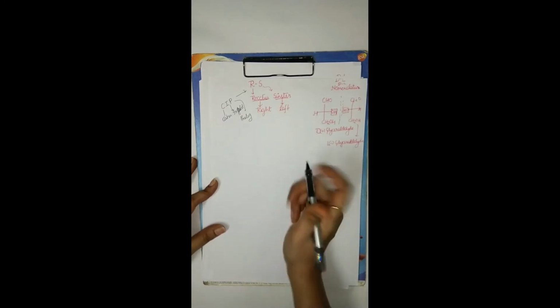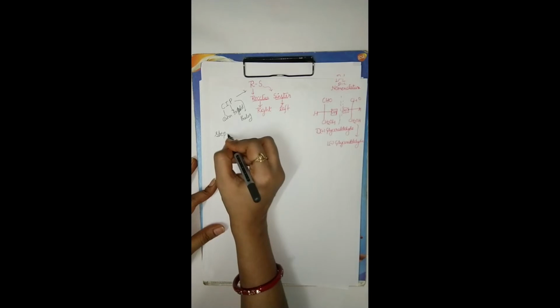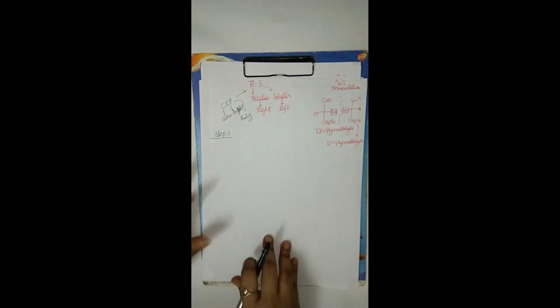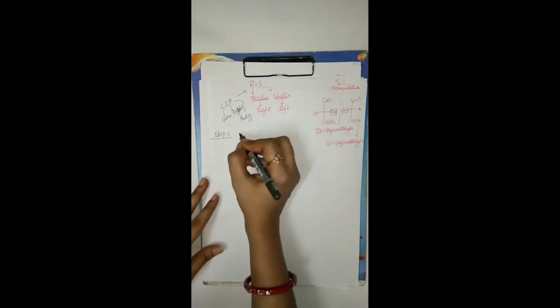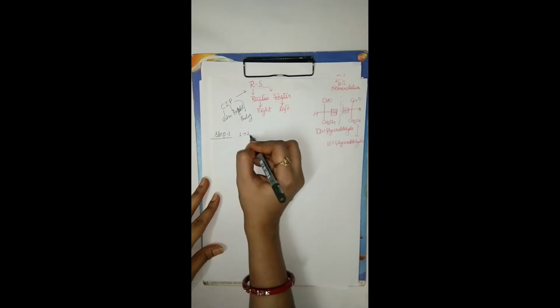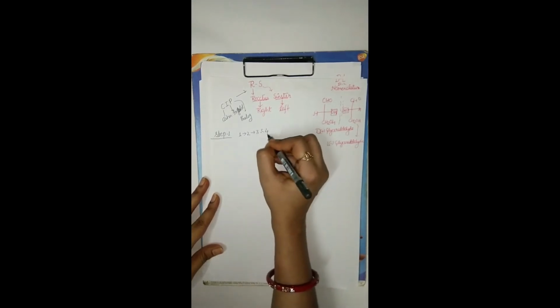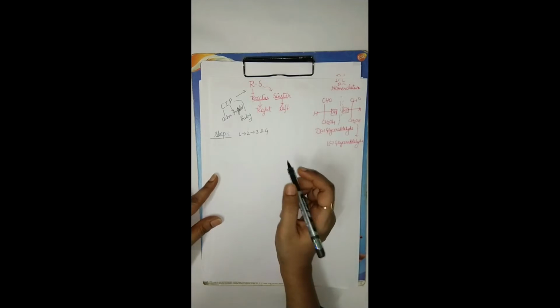Okay students, so let's discuss what is the first step. What is the first step? Step first is that a priority number such as 1, 2, 3 and 4 is assigned to each of the 4 atoms or groups of atoms attached to the chiral carbon in accordance with the following sequence rule.